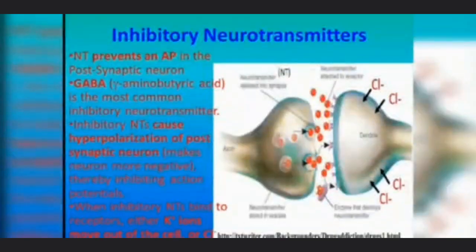Here, an inhibitory neurotransmitter prevents action potential in the postsynaptic neuron. GABA is the most common inhibitory neurotransmitter, which prevents the development of action potential and causes hyperpolarization of the postsynaptic neuron. That means it makes it more negative, thereby inhibiting the action potential.